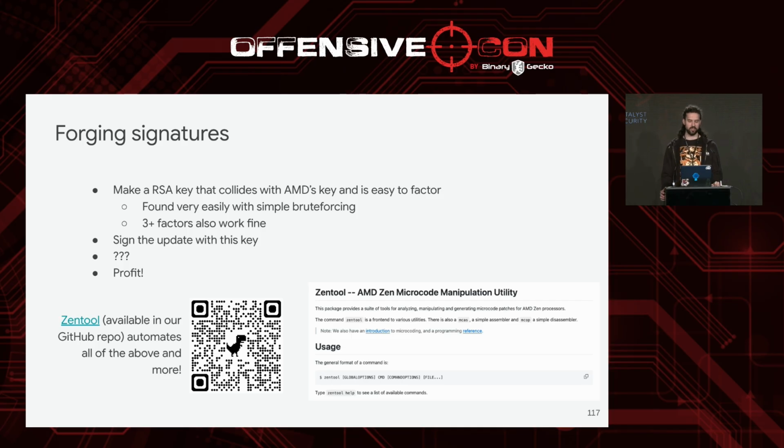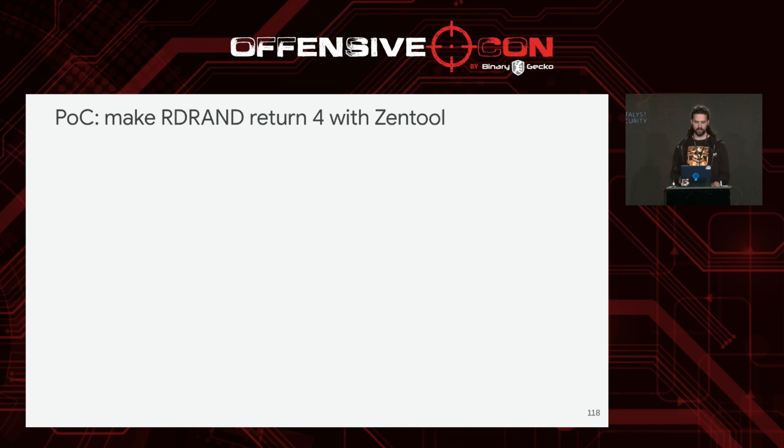We made a tool called Zen Tool that automates all of this for you so that you don't have to do it yourself. It's available in our GitHub repo, and it does a lot of things: you can manipulate the header of the microcode, it can sign updates, it can print the contents. It even includes a rather basic assembler and disassembler, so you can also take a look at AMD's updates and try to figure out what they do. So now let's show you how this works in practice.